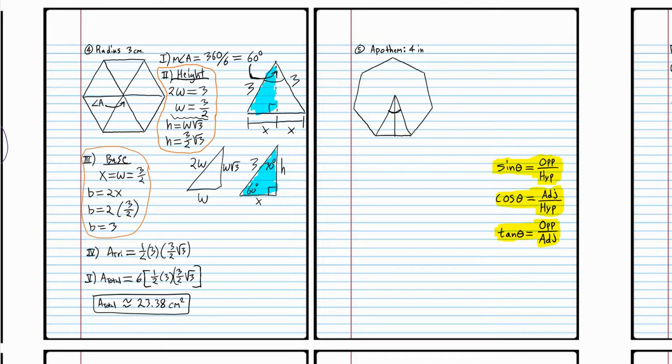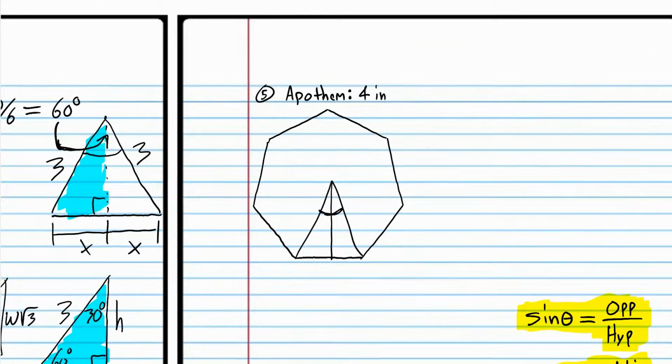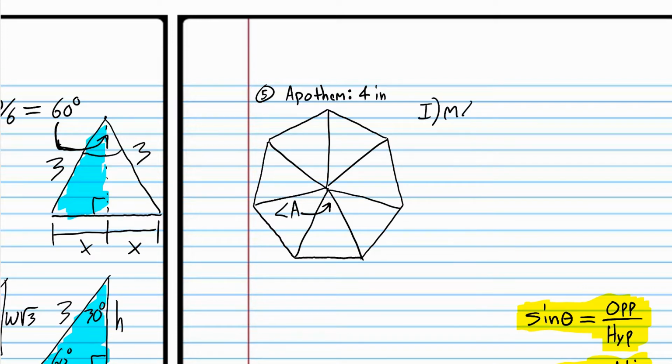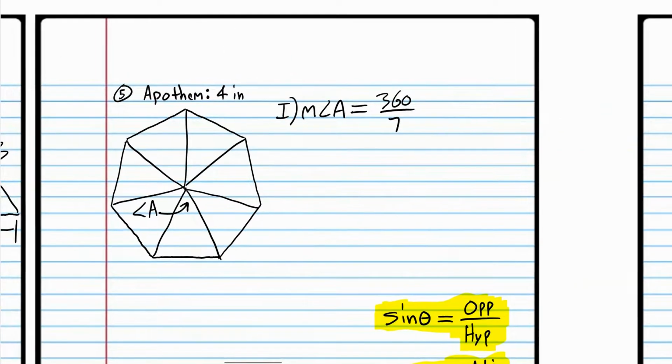All right, we're back. So again, we're going to call this angle A. Draw those triangles. Calling it angle A as usual, the measure of angle A is just going to be 360 divided by 7. And as usual, we'll take that triangle out and we'll copy it. So again, that angle is 360 over 7 degrees.